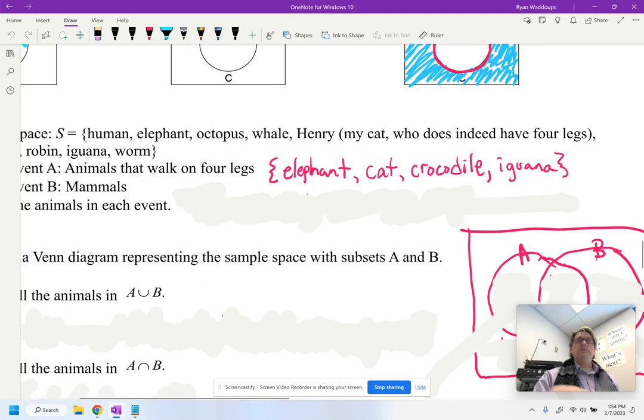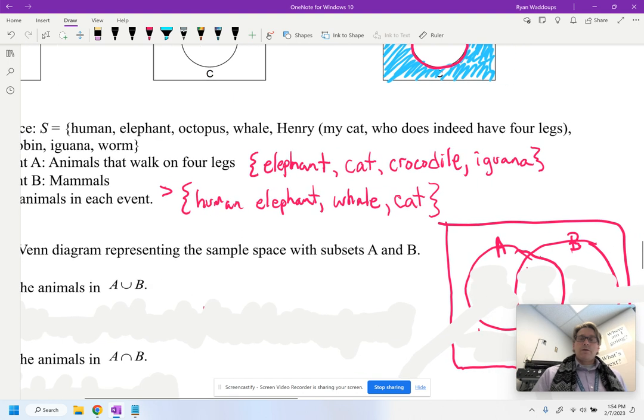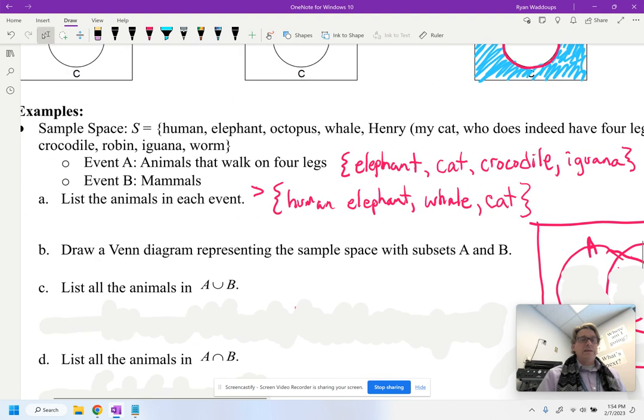How about mammals? Who's got mammals? Yeah, Connor. Henry, elephant, humans. What about whale? Robin is a bird, not a mammal. Yeah, unless you're talking about Batman's sidekick. Okay. Now, list the animals in each event.